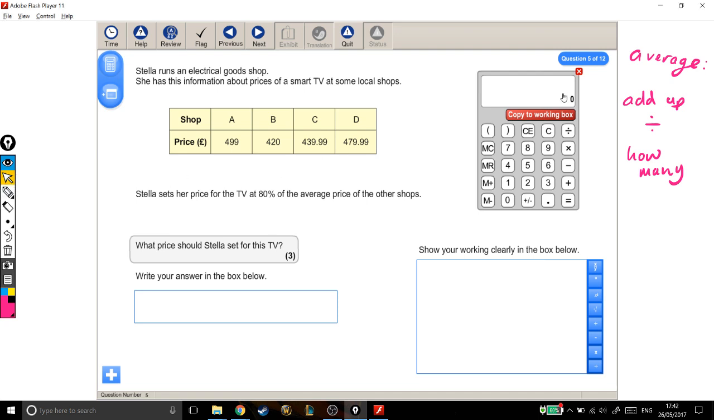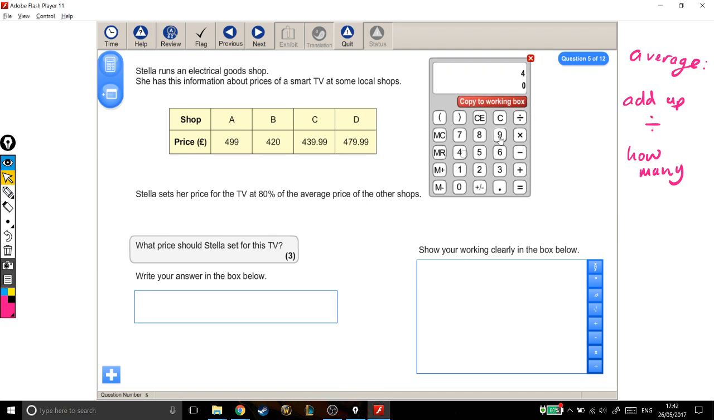So onto the calculator. To add them all up, that's 499 plus 420 plus £439.99 plus £479.99. Good. I'm going to copy that to the working out box. That's the total price of all of those TVs. And now I'm going to divide that by how many there are. And there are 1, 2, 3, 4. Divide by 4. Okay, that's the average price of all of those TVs.